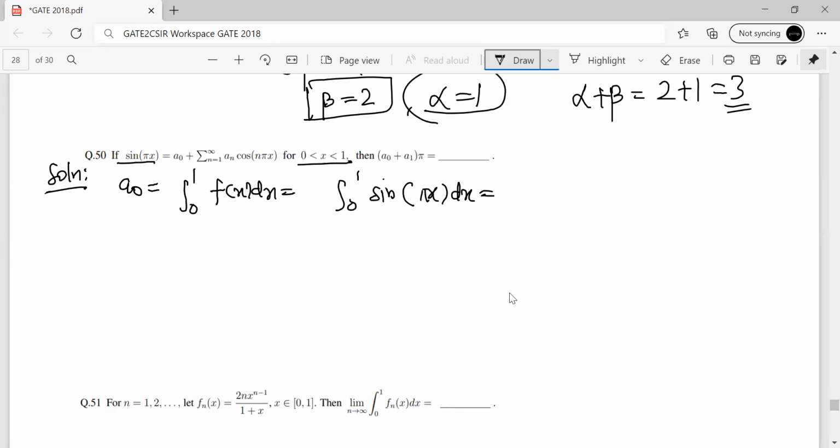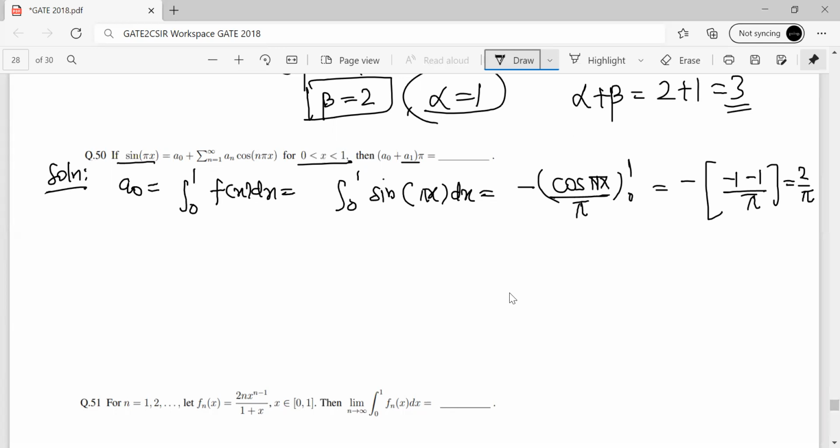Now the integral of sine pi x between 0 to 1 will give me minus of cos pi x upon pi, and the limit goes from 0 to 1. So you get minus of cos pi, which is minus 1, minus cos 0, which is again minus 1, over pi. So you get 2 over pi.